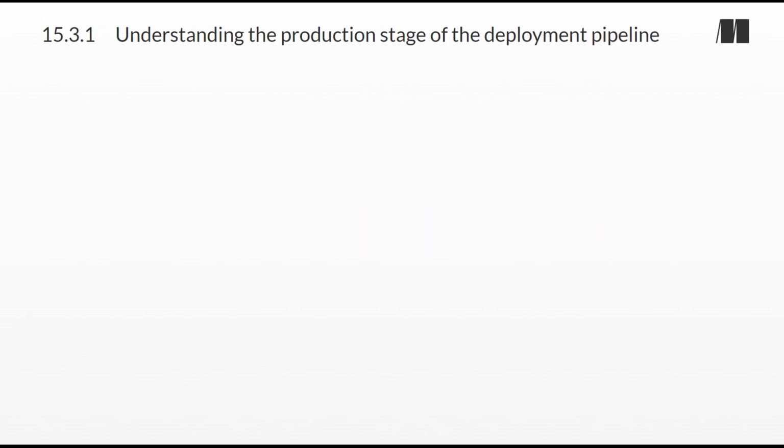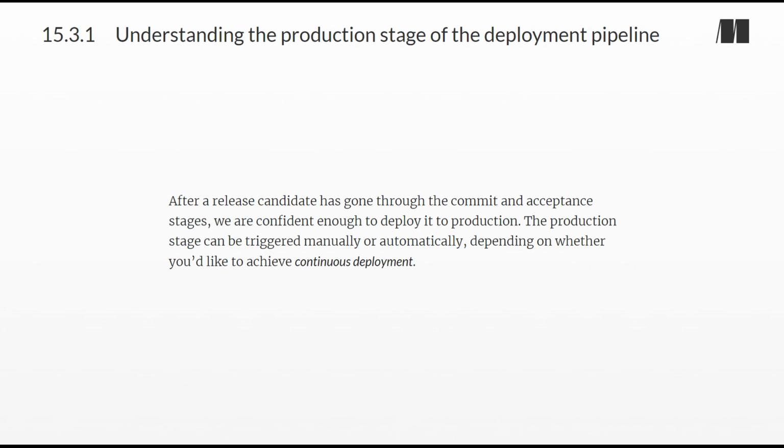Section 15.3.1, Understanding the production stage of the deployment pipeline. After a release candidate has gone through the commit and acceptance stages, we are confident enough to deploy it to production. The production stage can be triggered manually or automatically, depending on whether you'd like to achieve continuous deployment.